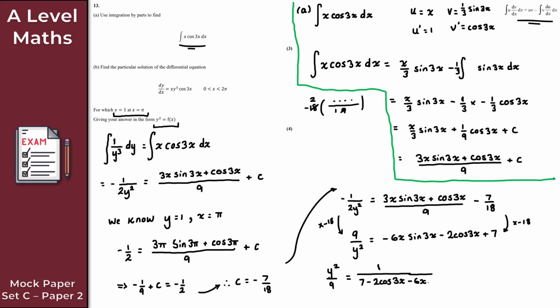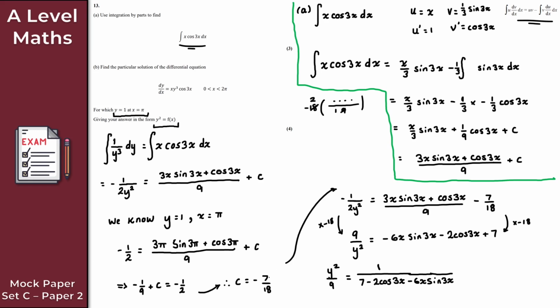So minus 6x sine 3x. Perfect. We're nearly there, guys. So we just want y squared, right? Y squared is equal to f of x. So to finish with here, I've got y squared over 9. I just want y squared. So we just times both sides by 9 here.